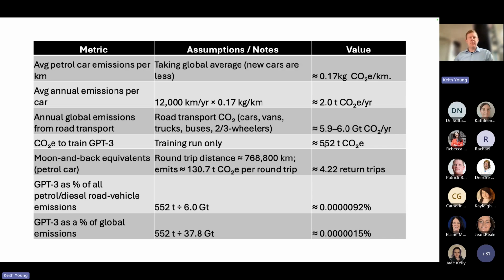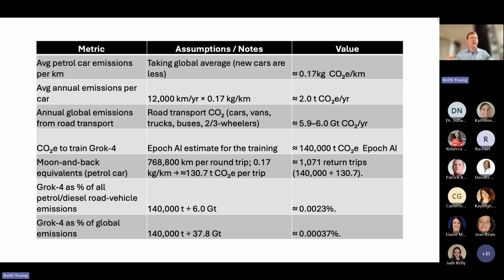And again, that sounds so stark. But let's put this carbon emission in the context of all road vehicle emissions. Well, if we do that, we get 0.000092% of overall emissions on an annual basis. If we put it in the context of all global emissions, that number decreases to 0.000015%. Now, that figure is old. 552 tons to train a model is not exactly accurate for what we have now. So let's kind of scale this up.